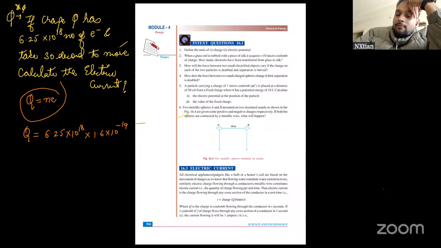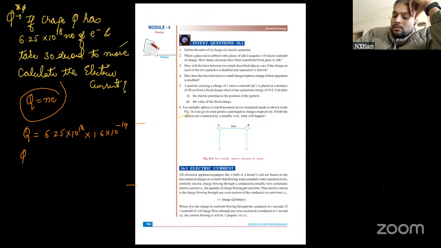See, the number of electrons is given, which is 6.25. So I wrote the number of electrons as 6.25 into 10 to the power 18. And the electron charge is 1.6, so I wrote 1.6 here. Did you understand? Can you see that? Okay, and I will simply multiply it.